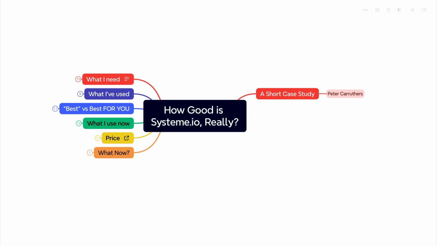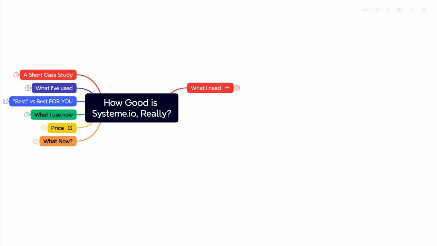I'm going to look at what I needed for my business, the products I've used in the past, look at what the criteria are for you to decide what's best for you, look at what I'm using now, which is Systeme.io, and look at their pricing. I'm Peter Carruthers, and I've worked online since 1990.